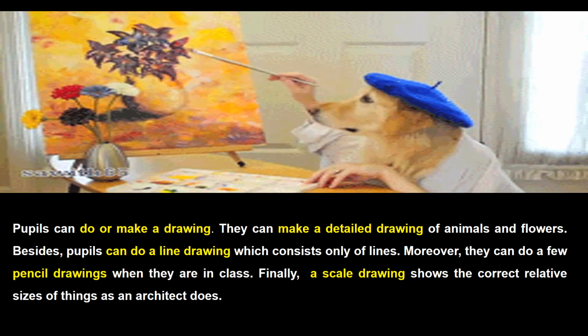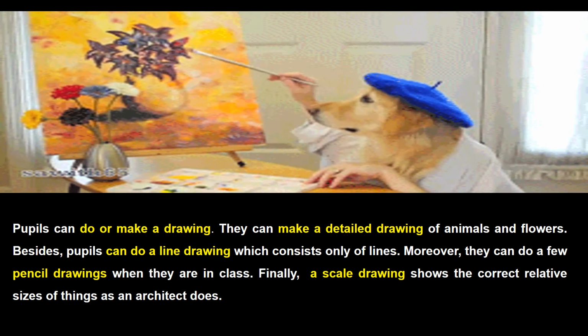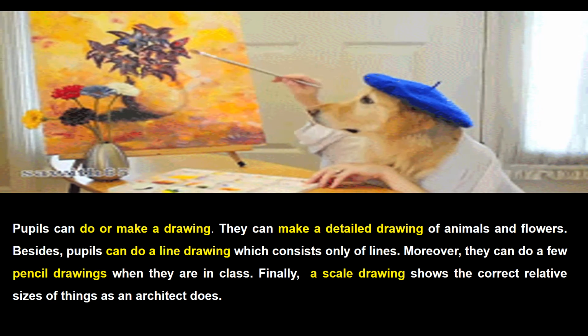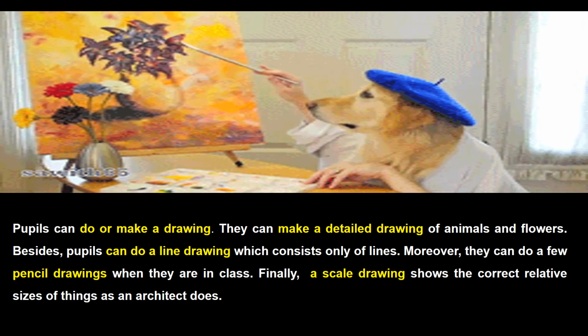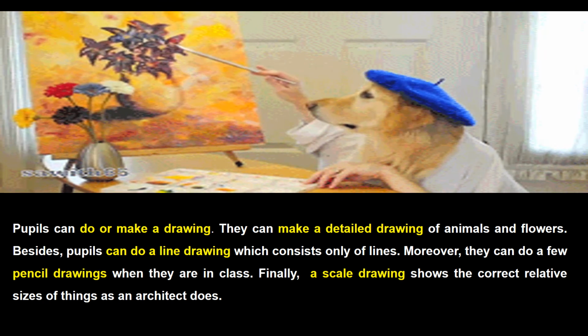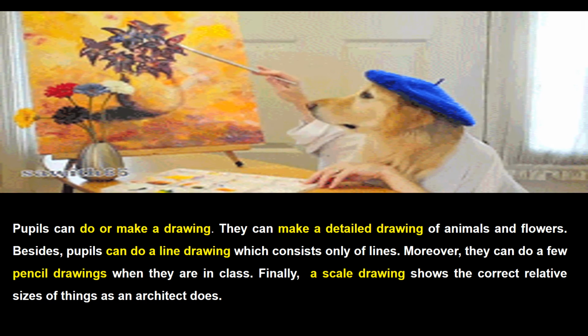Pupils can do or make a drawing. They can make a detailed drawing of animals and flowers. Besides, pupils can do a line drawing, which consists only of lines. Moreover, they can do a few pencil drawings when they are in class. Finally, a scale drawing shows the correct relative sizes of things, as an architect does.